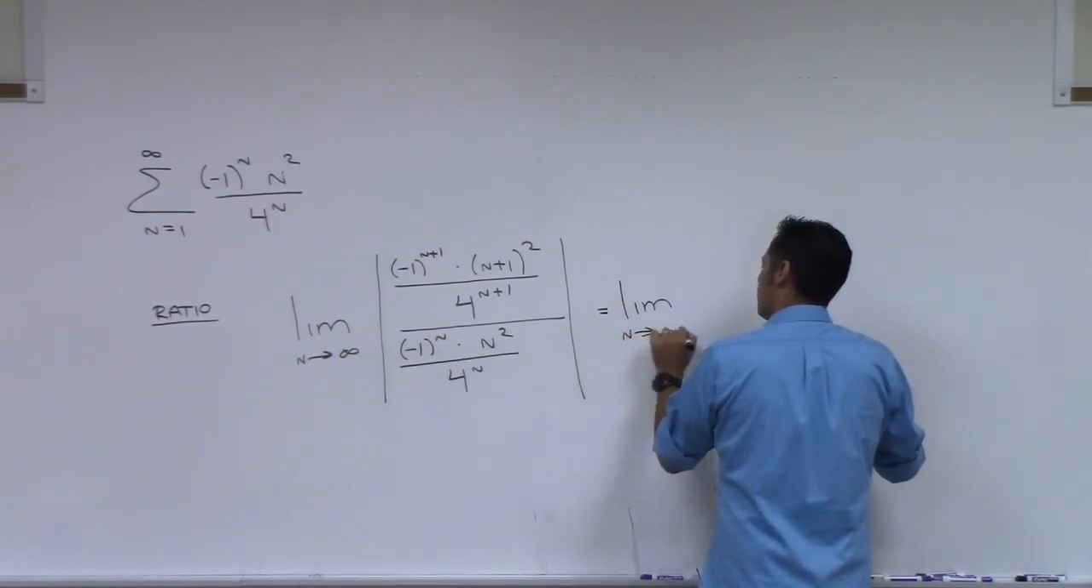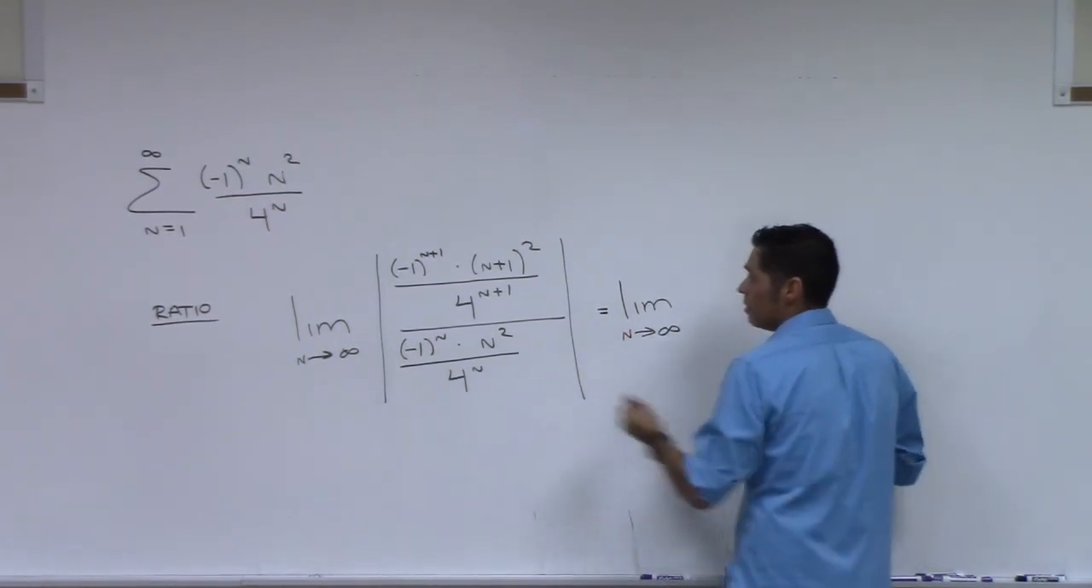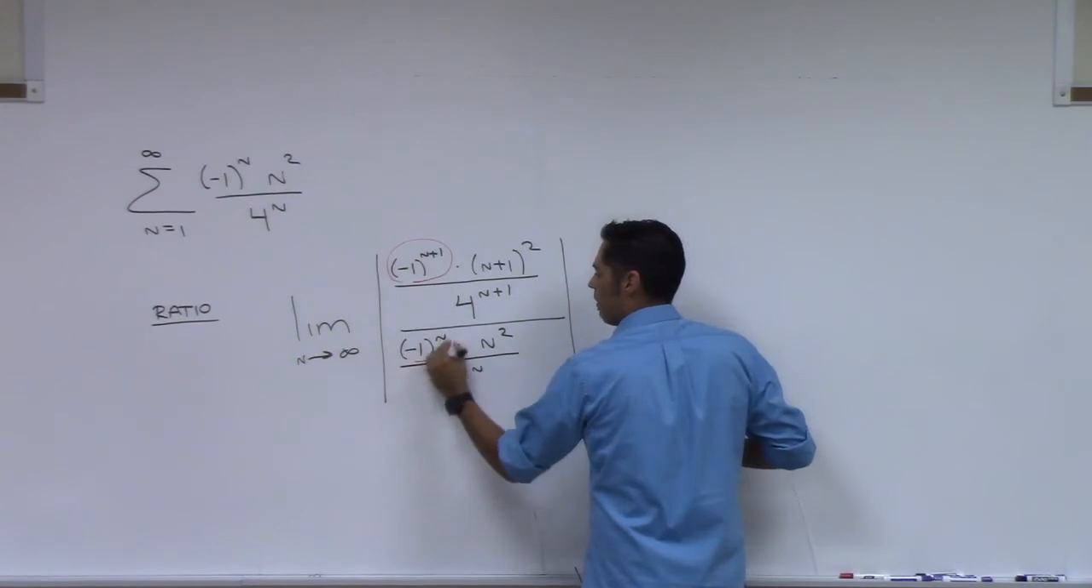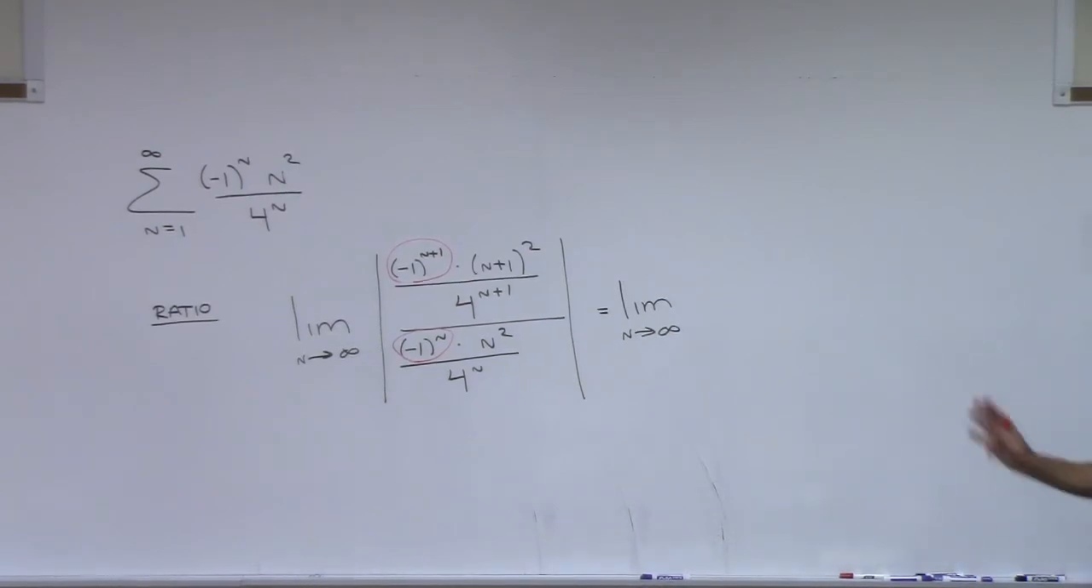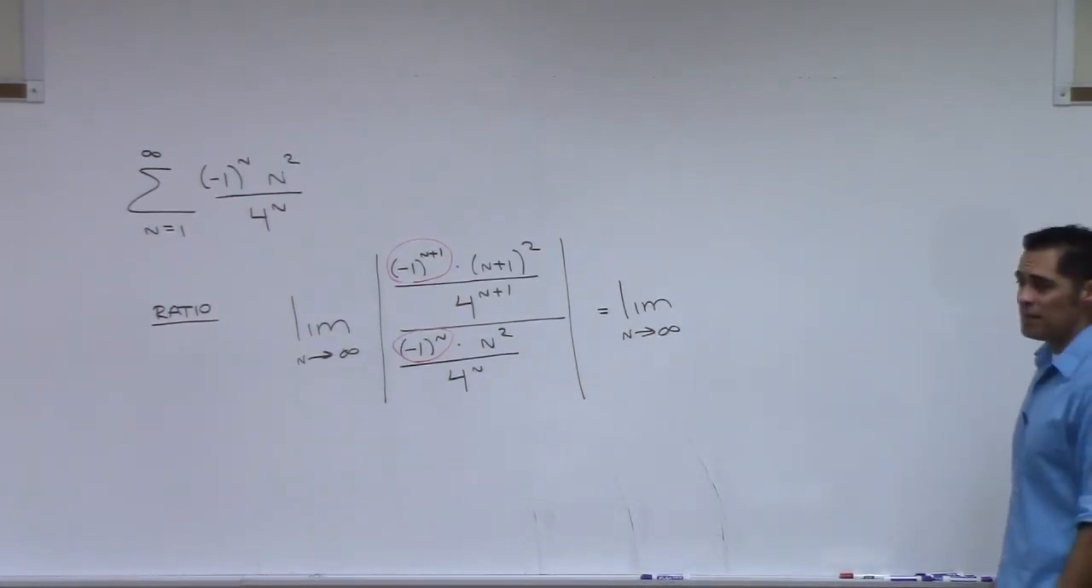Equals, okay, limit as n goes to infinity. Let's consider a couple of things first. What about these? They're gone, right? It does not matter. We get ones or negative ones. The absolute value is going to kill those off. So those are completely non-existent.